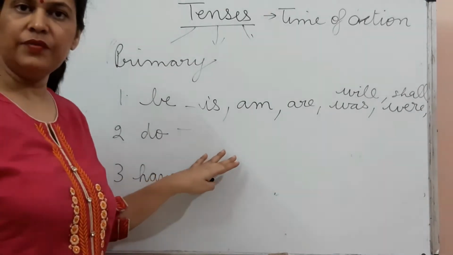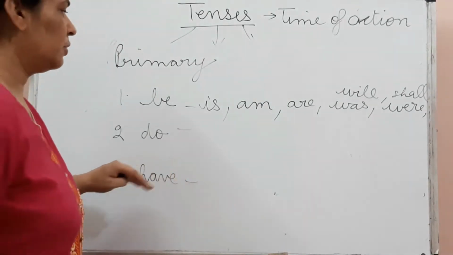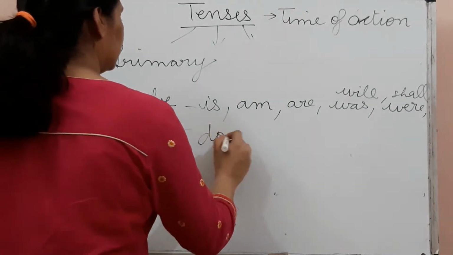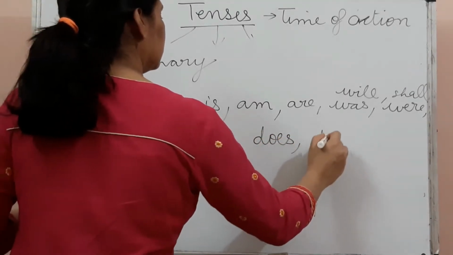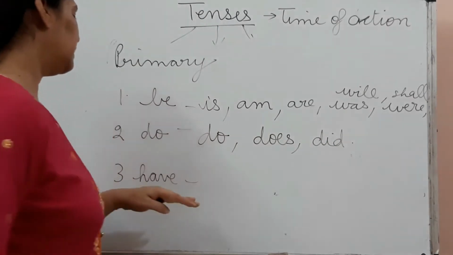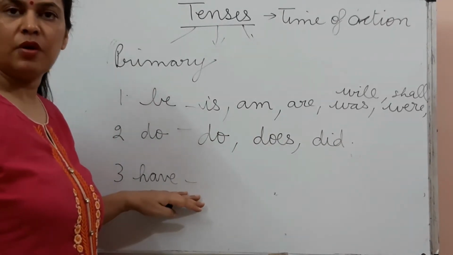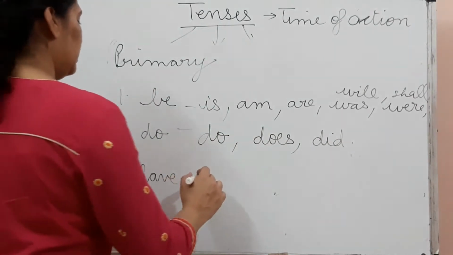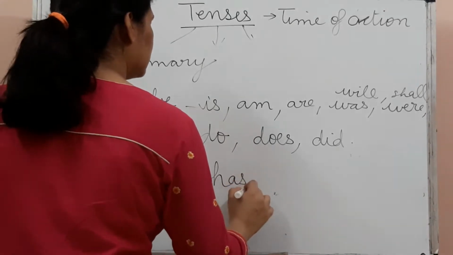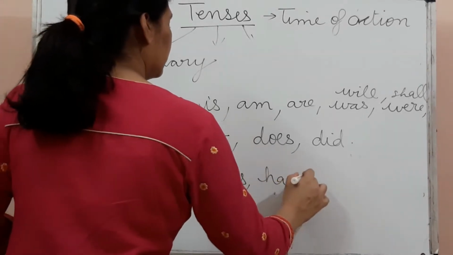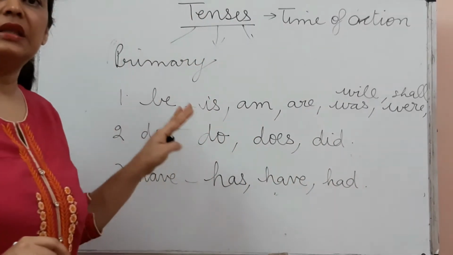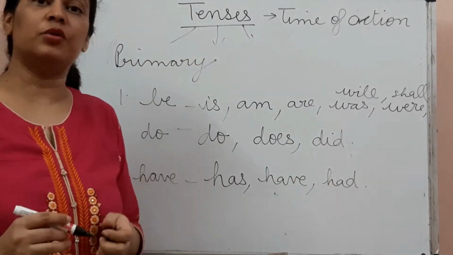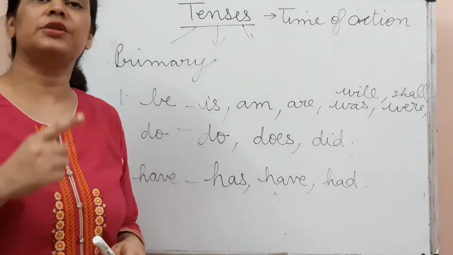Now there are three forms of do also. It is do, does and did. Then we have different forms of have. What are they? It is three again: has, have and had. So remember, you have to remember this when we are going to do the exercises, so that you can remember and use it properly.